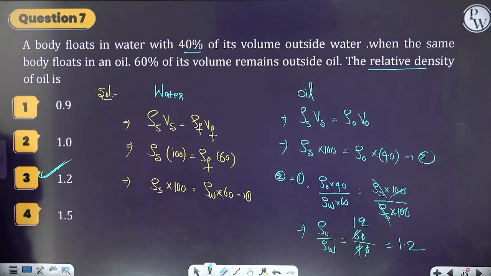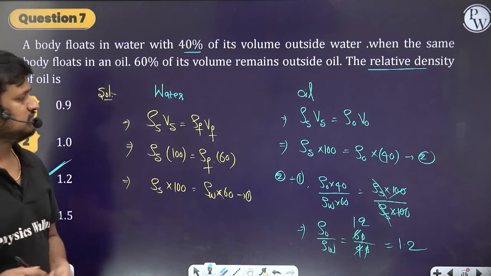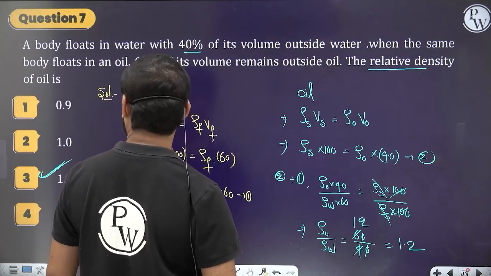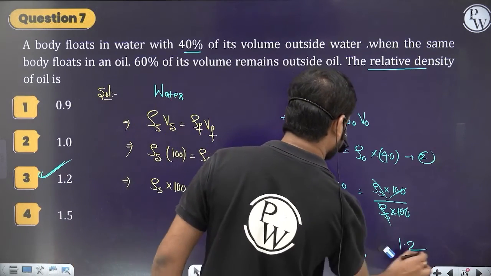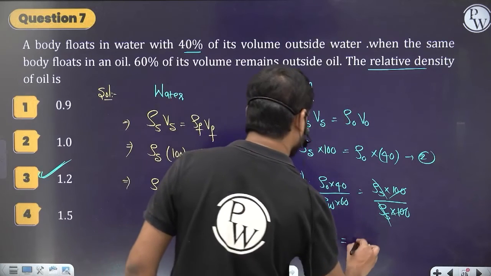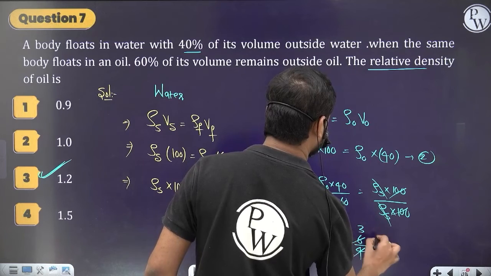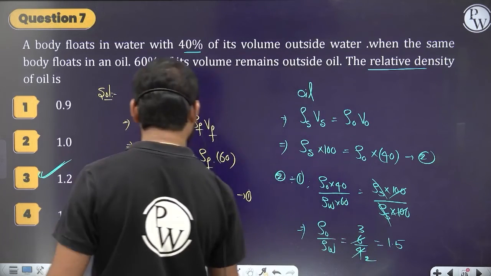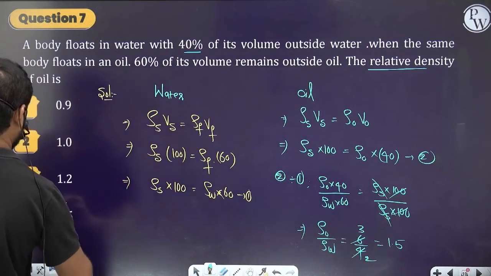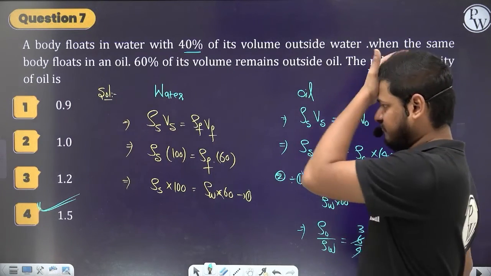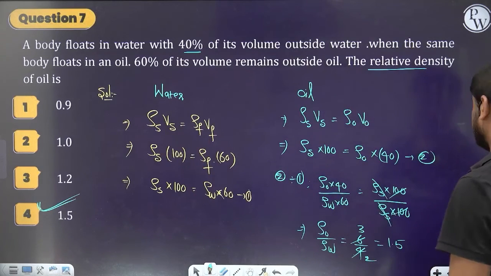Done? Chalo. So, did the calculations correct? Sorry, wait a minute, I did the calculation wrong I guess. 6 by 4, right? 60 by 40 means 6 by 4. So 2 2s are, 2 3s are, so 3 by 2, 1.5 guys. Options are closed, that's what I am checking. So the options are closed. So which is 1.5, not 1.2. 1.5. So chalo.